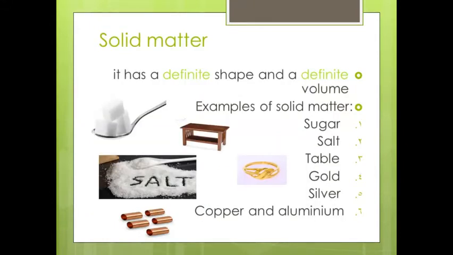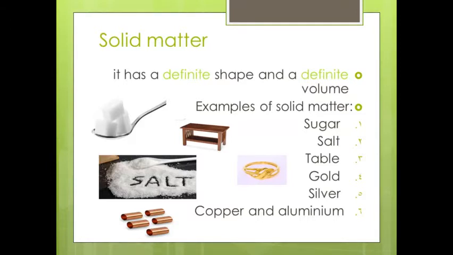So let's start with solid matter. What is meant by solid matter? Solid matter has a definite shape and a definite volume. Definite shape means a specific shape. Definite volume means a specific volume. Like sugar, salt, table, gold, silver, copper, and aluminum. All these are examples of solid matter.